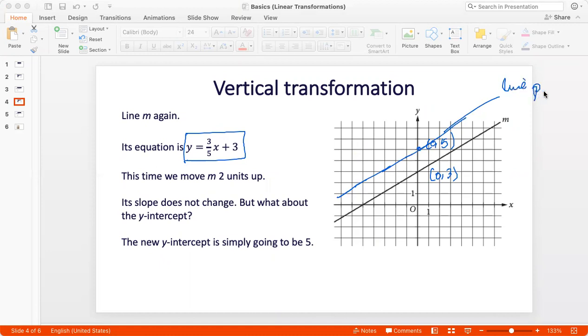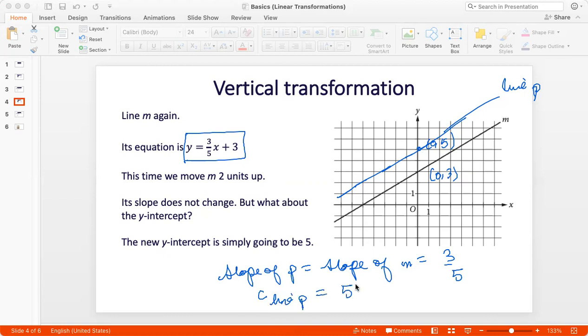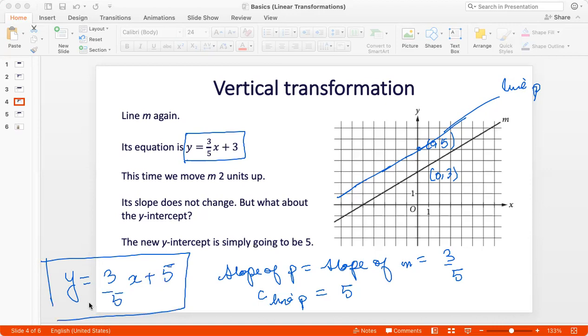So let's say this is line P. Here I notice that I can actually get the equation of the new line pretty quickly because the new line has the same slope. The slope of P is the same as the slope of M, since they are both parallel. So that is 3/5. And since I moved it 2 units up, I know the y-intercept directly. The y-intercept for line P is 5. And so my equation is simply going to be 3/5x + 5. This is the equation for line P.